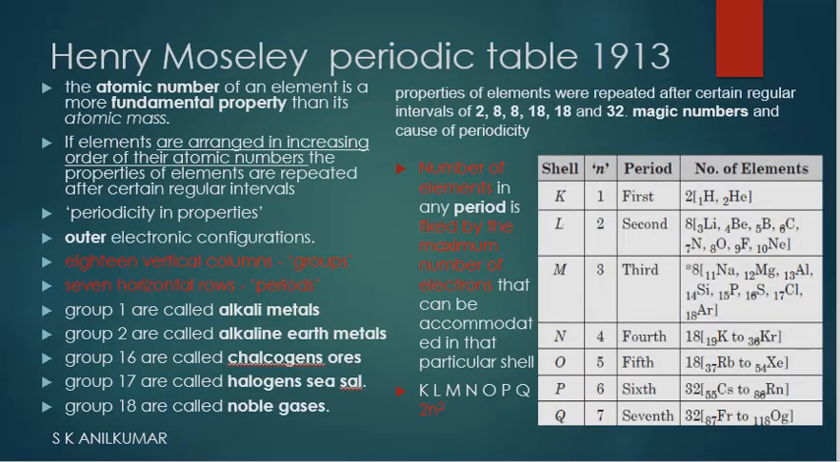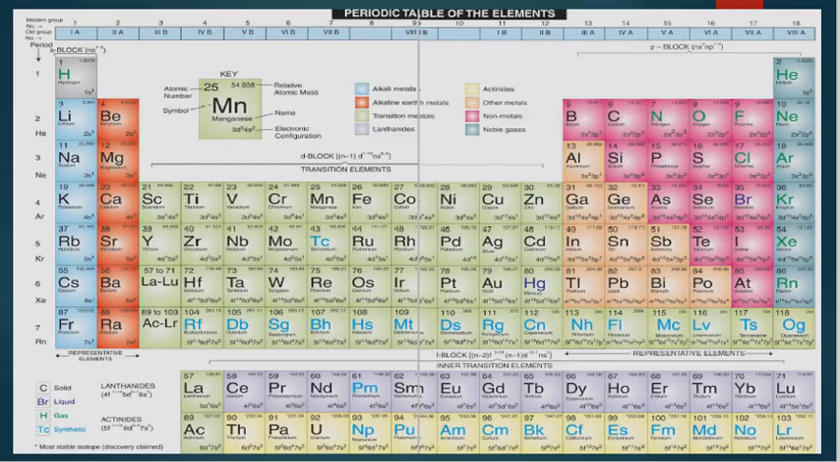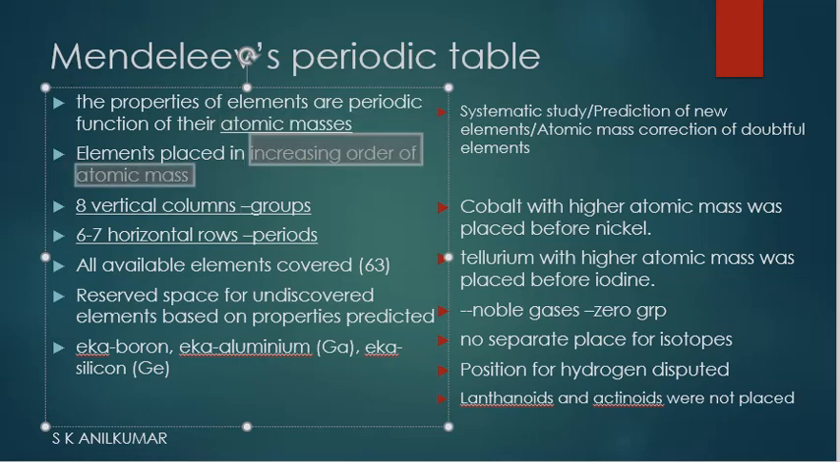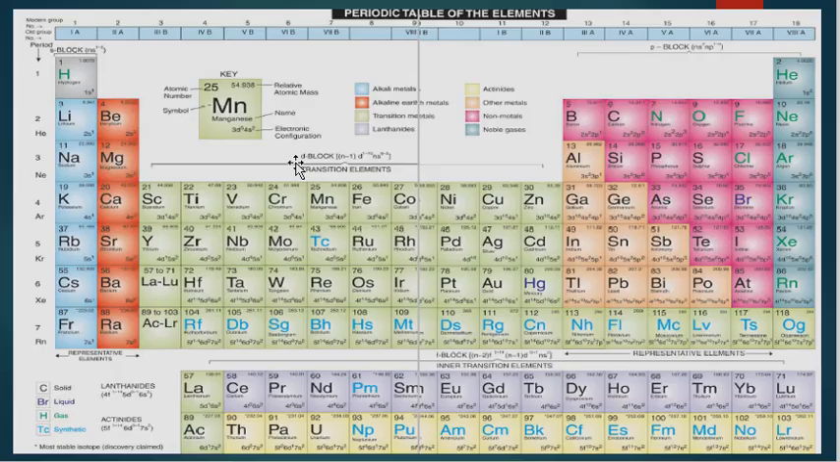Then came Mendeleev. What did Mendeleev say? Mendeleev said properties are a periodic function of atomic masses, same as the first two, no change in that. Then he said they are placed in increasing order of atomic masses, same as the other two, no difference. Then he said it will be arranged in 8 columns and 6 rows. Up to 6, this one is 6 rows.